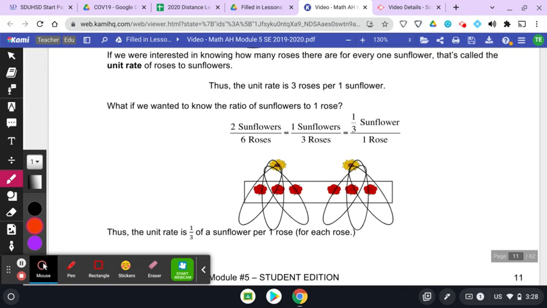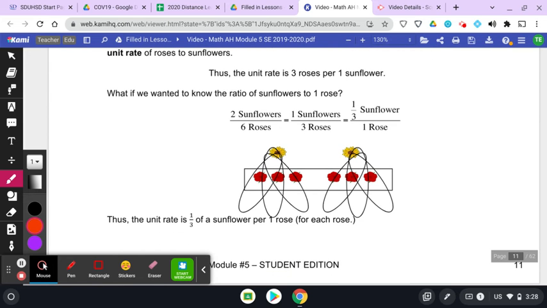What if we wanted to know sunflowers per rose? Well, now I want the roses on the bottom. So 2 sunflowers to 6 roses is 1 sunflower to 3 roses, which is a third of a sunflower for every rose. To match this up per rose, you have to take a third of that sunflower. Now, in a unit rate, you might have fractions and decimals because the bottom has to be 1, so the top can really be any type of number.